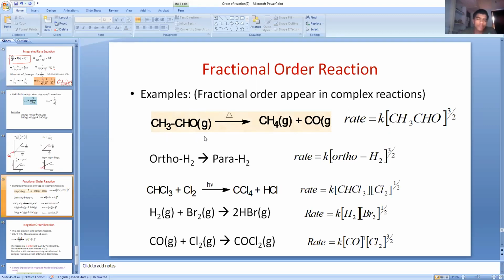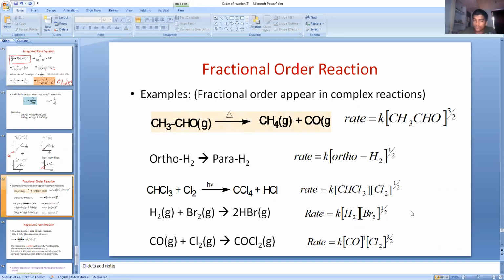The decomposition of acetaldehyde is 3 by 2 order. The conversion of orthohydrogen to parahydrogen is 3/2 order in the reactant concentration. Chloroform reacting with chlorine gives carbon tetrachloride: first order with respect to chloroform and half order with respect to chlorine. The overall order is not given for a complex reaction, it is not added. Only in elementary processes can you say the overall order is the sum of the orders of the reactants. But in complex reactions, you cannot say the overall order is 3/2. You say it is first order with respect to chloroform and half order with respect to chlorine.